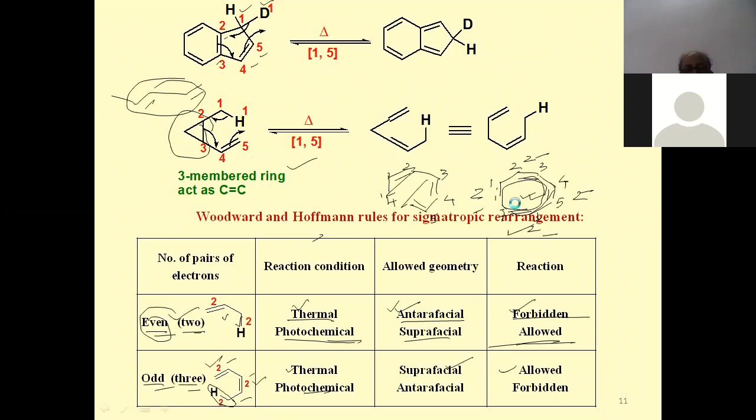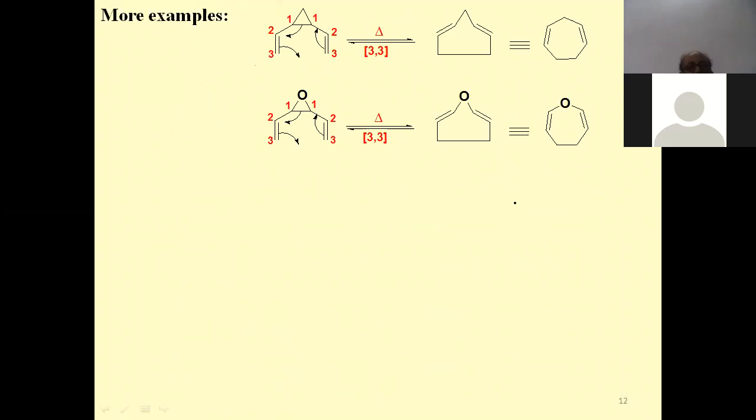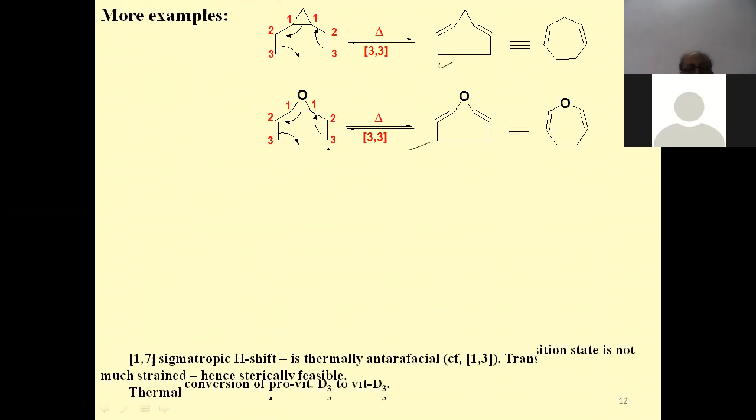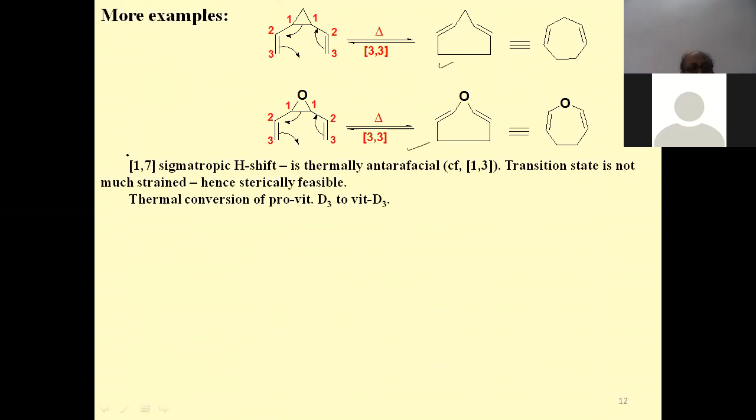So you get this one. Okay, these are some more examples we have shown. This is going to be a 3,3 sigmatropic shift. This is a 3,3 sigmatropic shift we have already taken and will be taking now. This is also going to be a 3,3 sigmatropic shift. Now here, we are talking of the 1,7 sigmatropic hydrogen shift, which is thermally antarafacial.